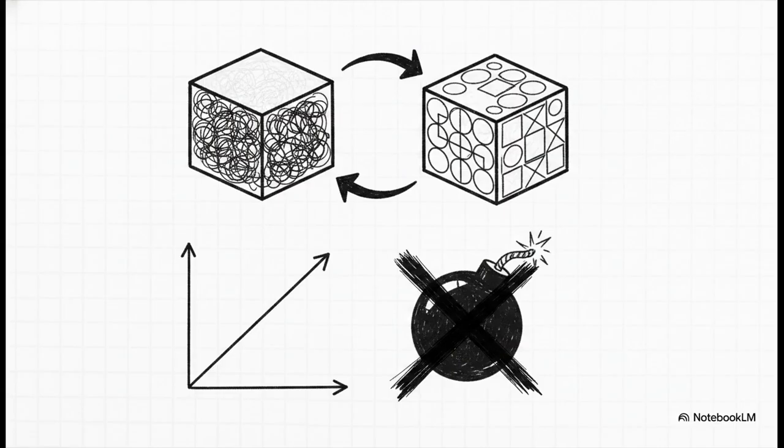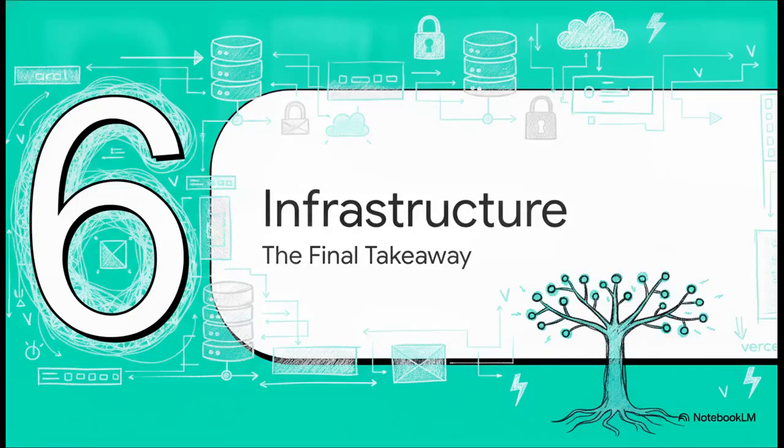Now, as for costs, volume scales linearly with successful solves, but I'll warn you again, uncapped retries and wrong parameter loops are your real cost killers. They increase costs exponentially, so keep those limits tight. Section 6, Production-Grade Infrastructure, the final takeaway.